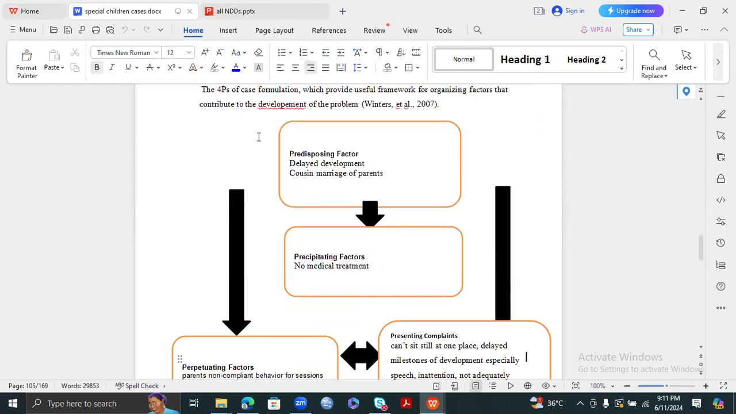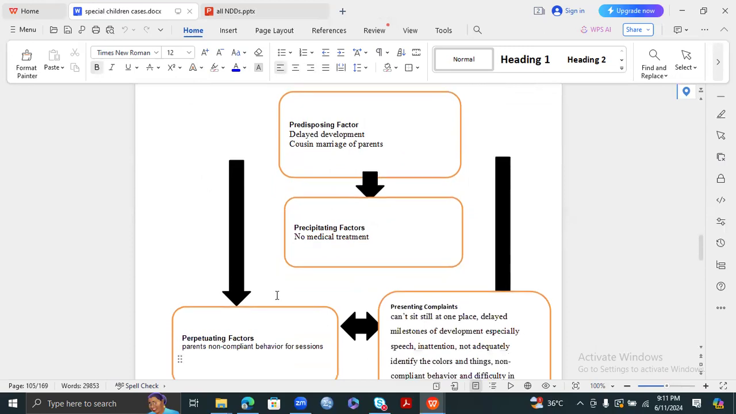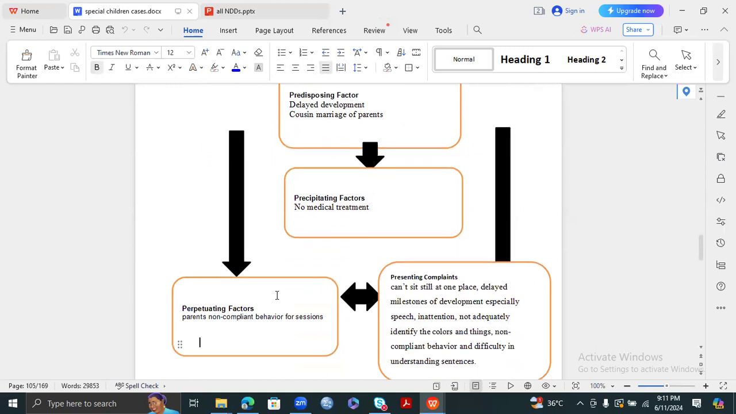All right. In this particular case, we discussed the history. Overall, the predisposing factors were determined as the delayed development and the cousin marriage of the parents. All right. Precipitating factors were not found because there was no medical treatment acquired, but the perpetuating factor was found to be the parents' non-compliance with the sessions. All right. The child is 10 years old and they have been noticing this behavior for the past 4, 5, 6 years, as they have already mentioned in their presenting complaint, but still they are not very compliant towards the sessions. All right.